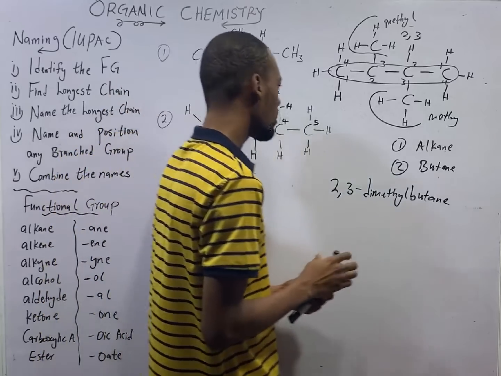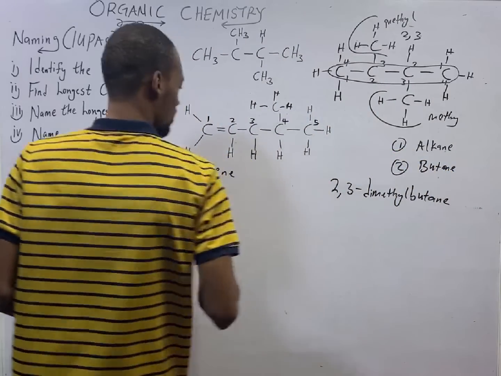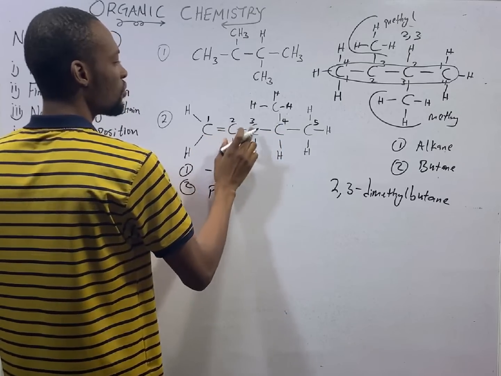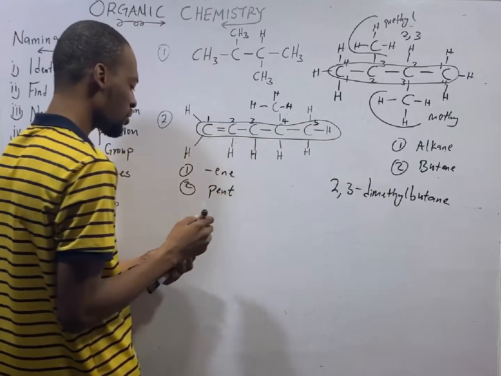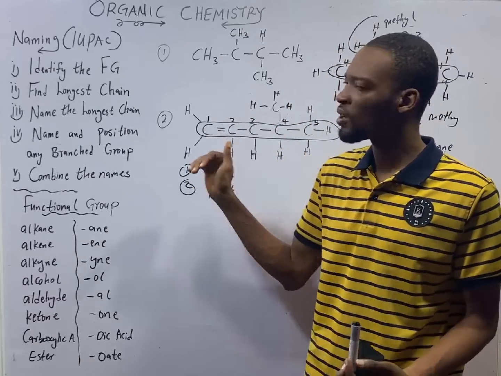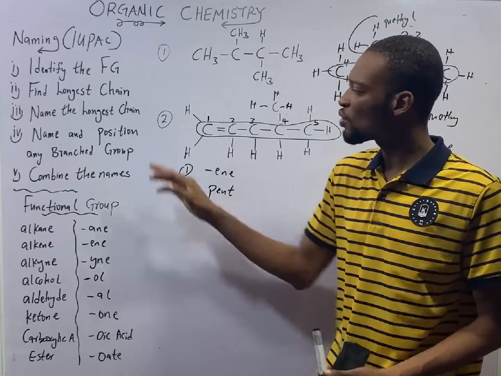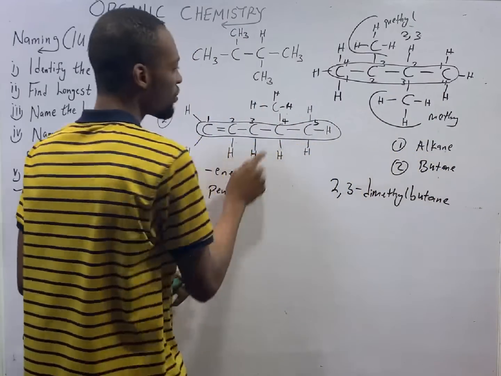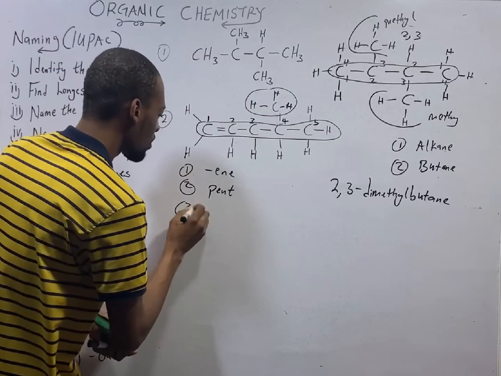And I told you the longest chain is your root's name. So what is the root of this compound? Pent. Pent. 5 carbons. 1, 2, 3, 4, 5. So we took this, and I told you that after getting your longest chain, every other compound you have that contains carbon is a branch. So first you name the branch, second you position the branch. There is a branch here at the top, and this branch is CH3. It is methyl.